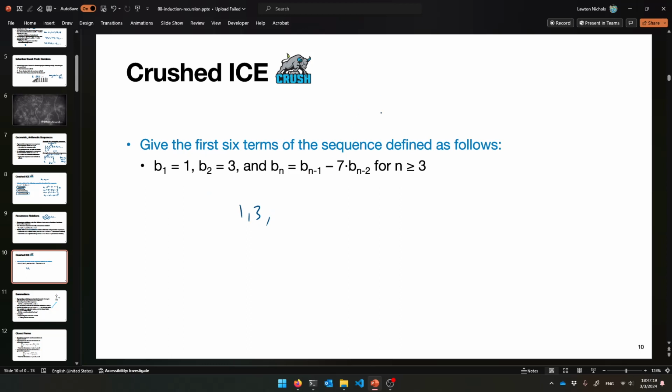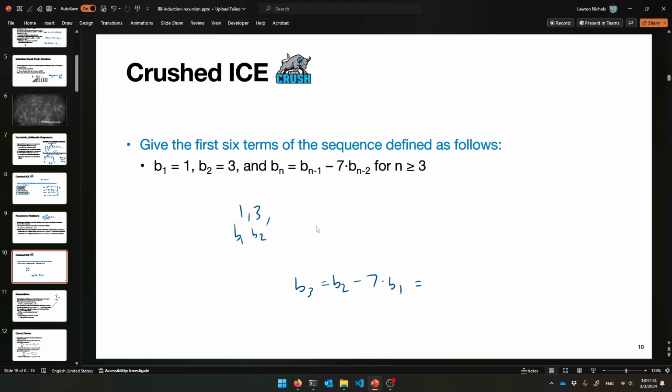Did you do the rest, hopefully? All right, the next one, b of 3, is defined in terms of the previous 2 elements. If n is 3, n minus 1 is 2, so it's b2, minus 7 times b of n minus 2. If n is 3, n minus 2 is 1, times b of 1. Okay? So let's calculate that. So b of 3 is equal to b2. This is b1, this is b2 right there.